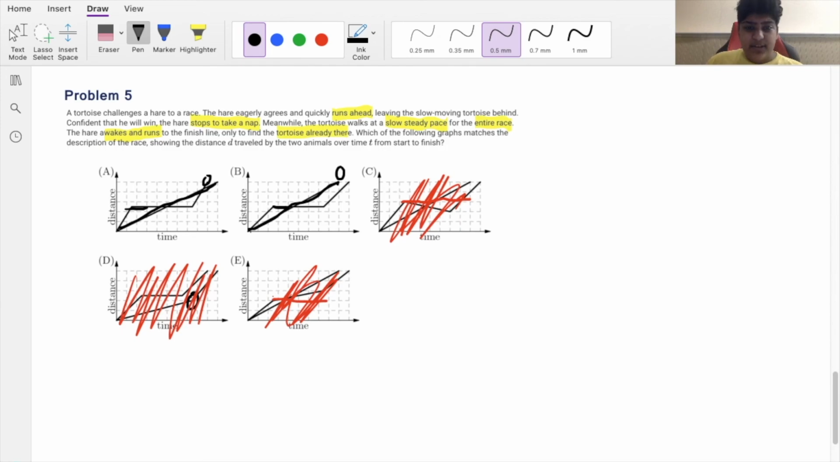Now, if we look at the problem, it says that the tortoise is already there when the hare reaches the finish. So, that means that the tortoise won. And since the tortoise is the slower creature, we can see that choice B is the correct answer. And we are done with this problem set.